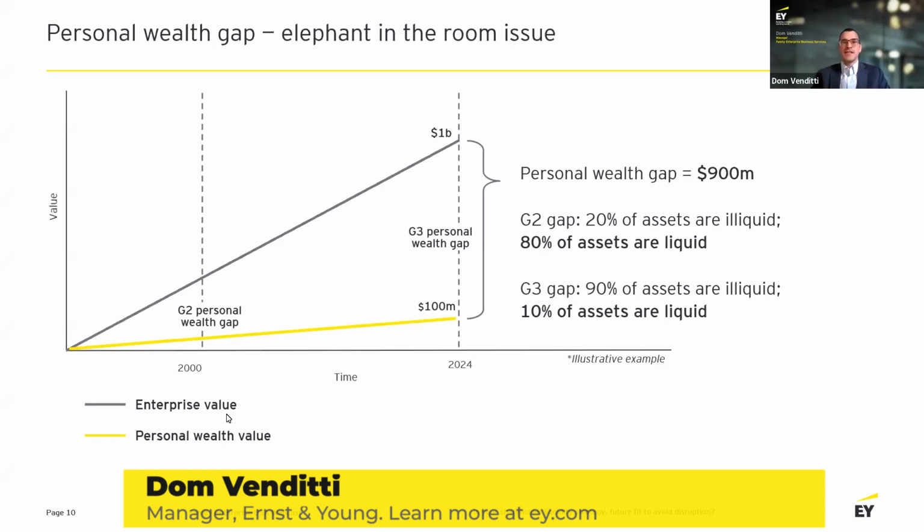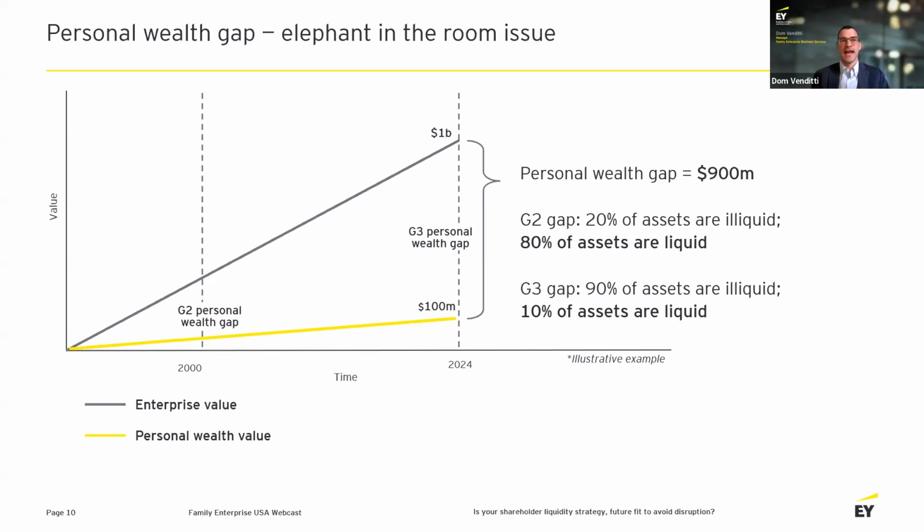The second factor is what we refer to as the personal wealth gap. So in connection with that transition wave, as ownership moves from one generation to the next, what we call the personal wealth gap typically grows in line. So for instance, as we see on this chart, in G2, the personal wealth gap, being the difference between assets that are illiquid versus assets that are liquid in the company, is a 20%, 80% breakout. However, as the family enterprise continues to grow from one generation to the next, we typically see that gap widen.